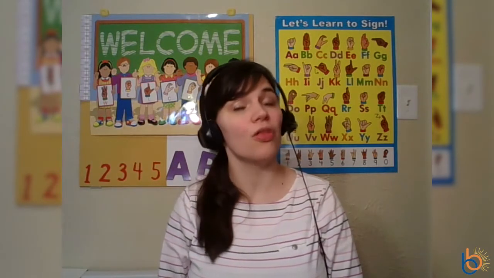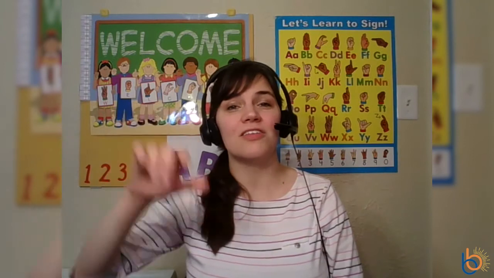January, J-A-N. February, F-E-B. March. March only has 5 letters, so we'll spell the whole month. M-A-R-C-H. April also only has 5 letters. A-P-R-I-L. To sign May, we just spell M-A-Y. June, J-U-N-E. July, J-U-L-Y.